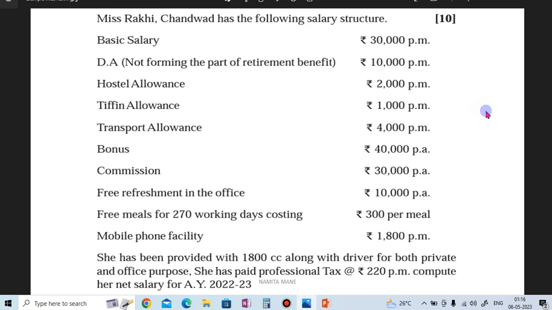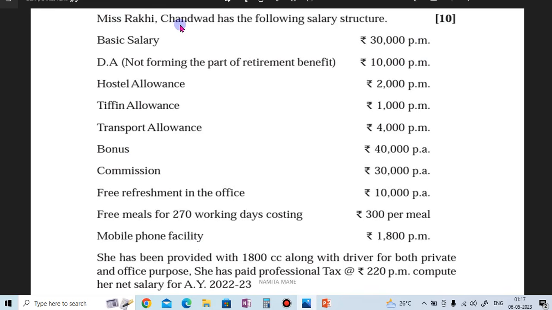I am Namita Mane. In today's video, let us solve an example of income from salary. This example was asked in the SPPU examination in the month of July 2022. The total marks for income from salary is 10 marks. So this is the question on the screen.